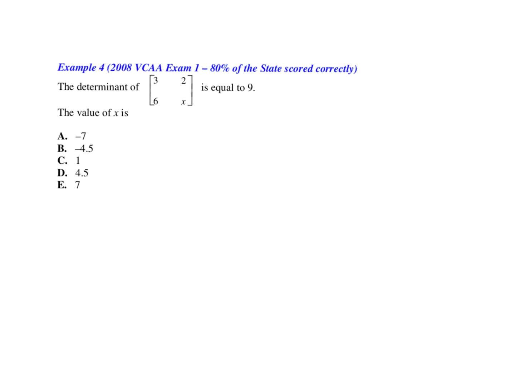Okay, so I'm just going to do a couple of little exam questions. So here it says the determinant of this matrix is equal to 9, and it says find the value of x. So all you have to do is, all right, I've got the determinant. So the determinant we know is found by 3 times x minus 2 times 6. And what they're saying is that it's 9. So you know that that would have equaled 9.